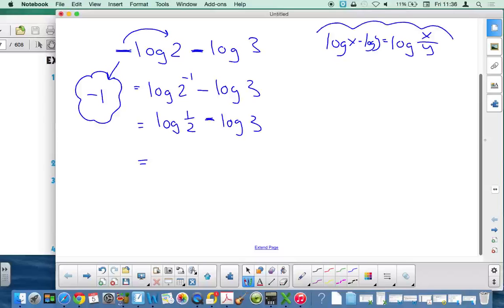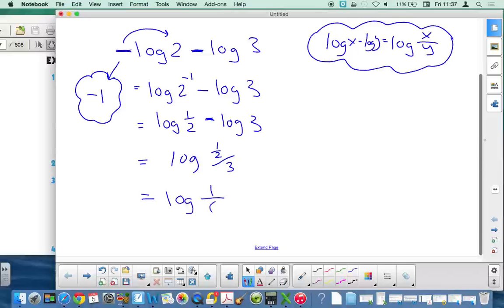So I'm going to be using this rule here. I get log. Okay, so you're going to have to be using fractions here. A half divided by 3. Yeah, but the answer is it's negative log 6. Now I've got log 1 over 6. Right, that's a half divided by 3, so just multiply the bottom numbers. Log 1 over 6.